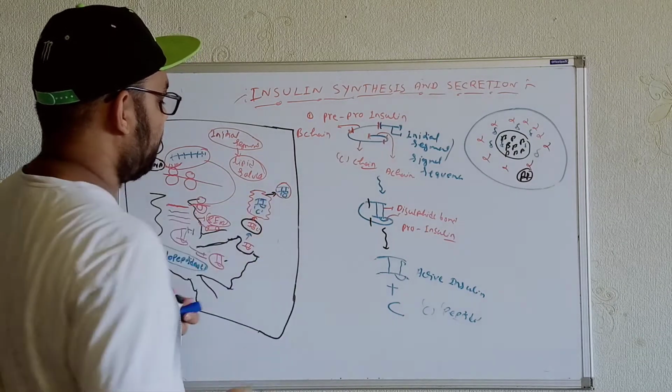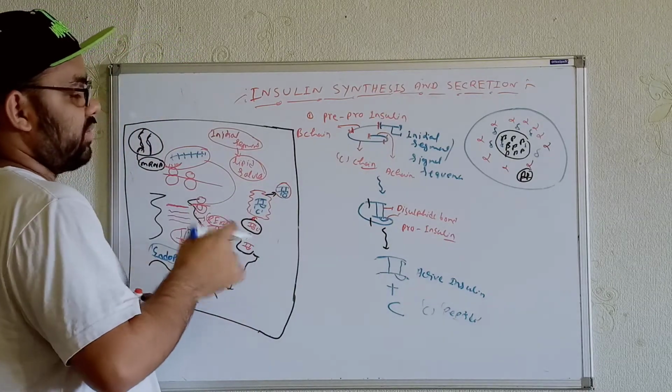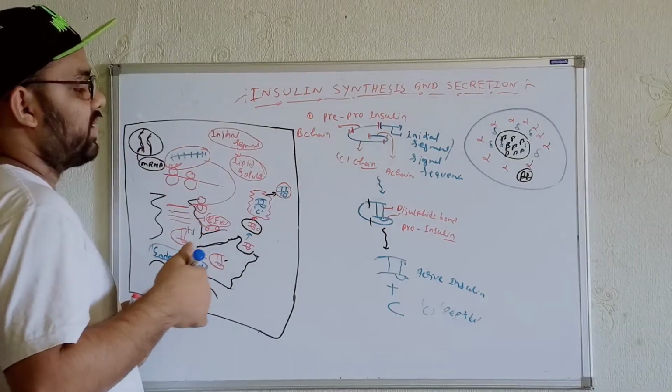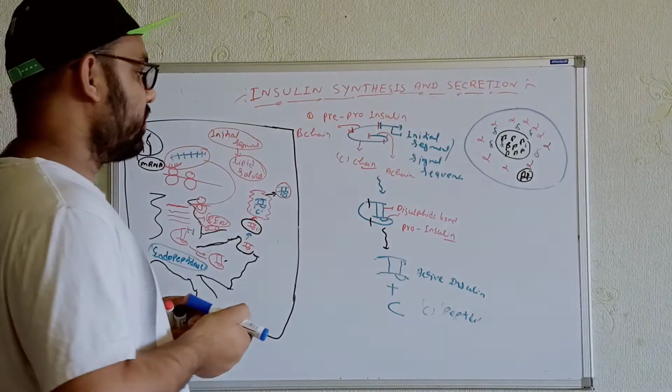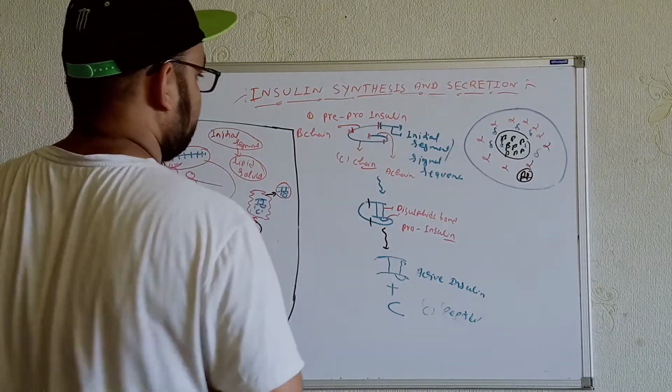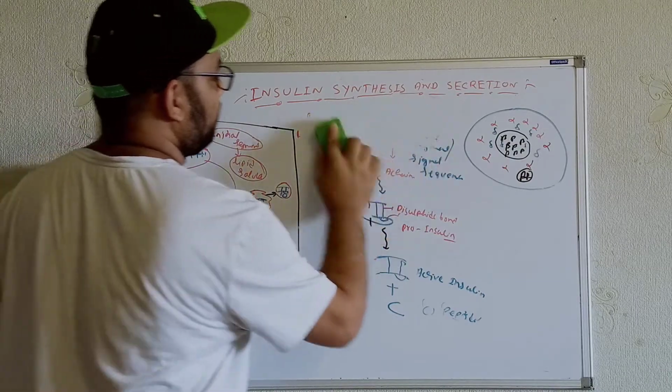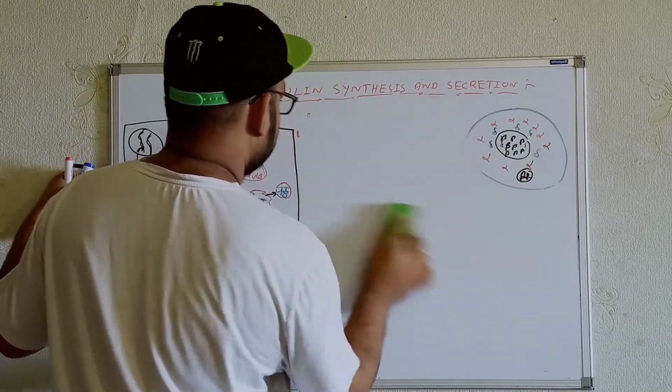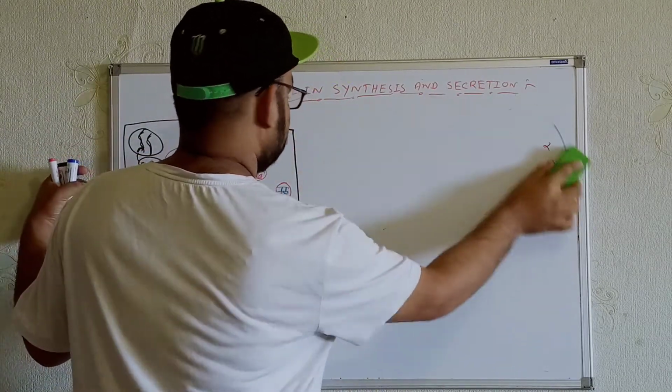The C peptide. Now the insulin, after synthesizing, is getting stored within the pancreatic beta cells. Now how will the insulin be secreted? Let's talk about that. We will talk right now about how the insulin is getting secreted. Now it's easy also.